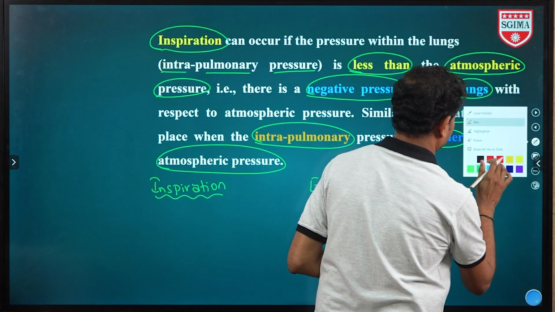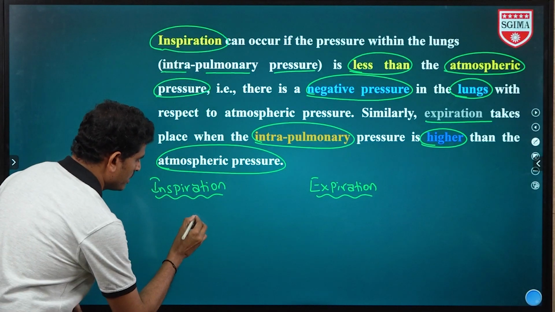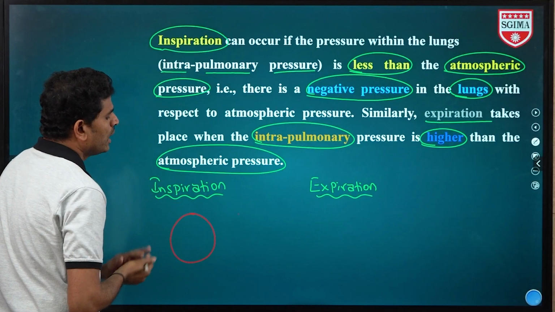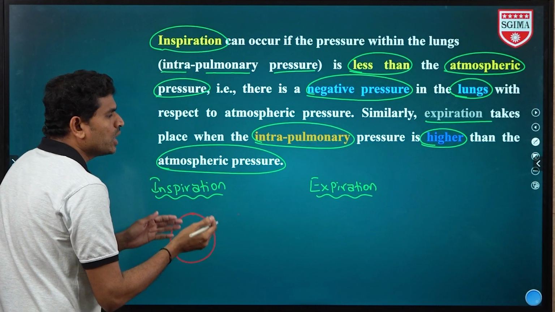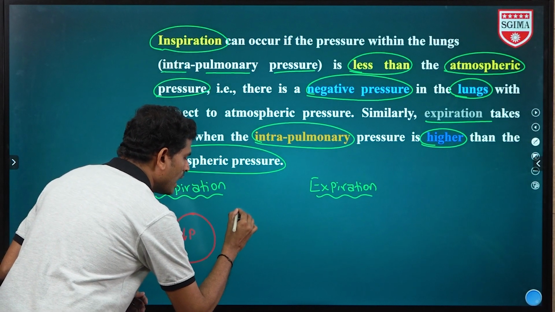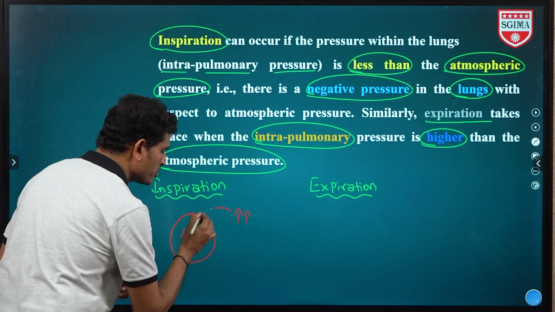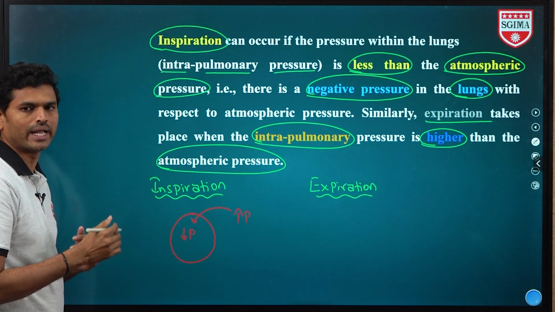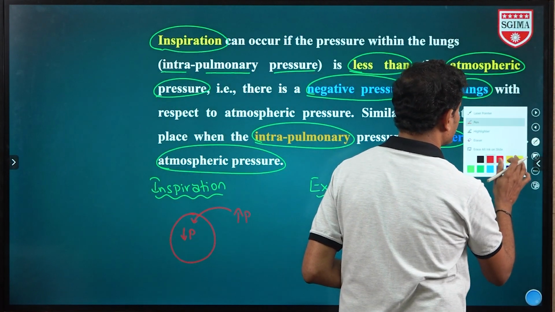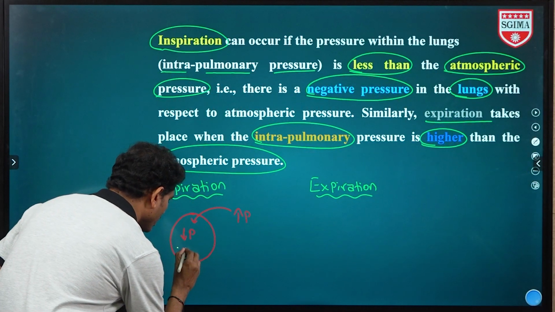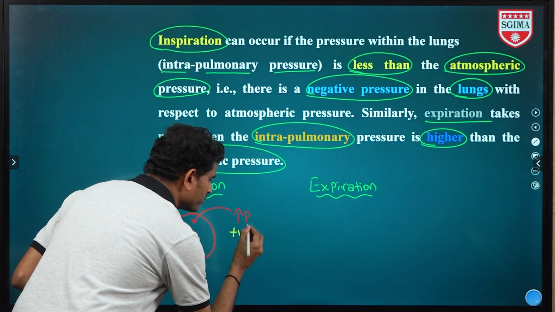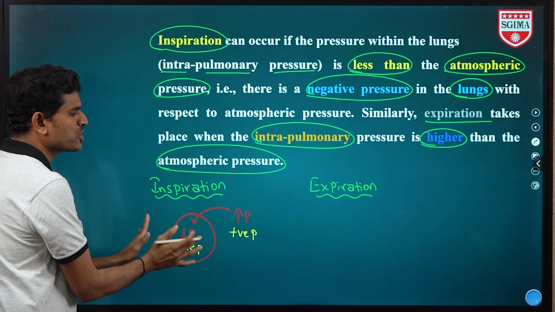Let us see this one. Inspiration. This is the lungs and this is the atmosphere. Inspiration होना ही तो lungs में low pressure and outside is a high pressure. As we know that from high pressure to low pressure, air will enter. Means in the lungs, negative pressure should be there. And in the atmosphere, that is a positive pressure. Then in this condition, inspiration is possible.